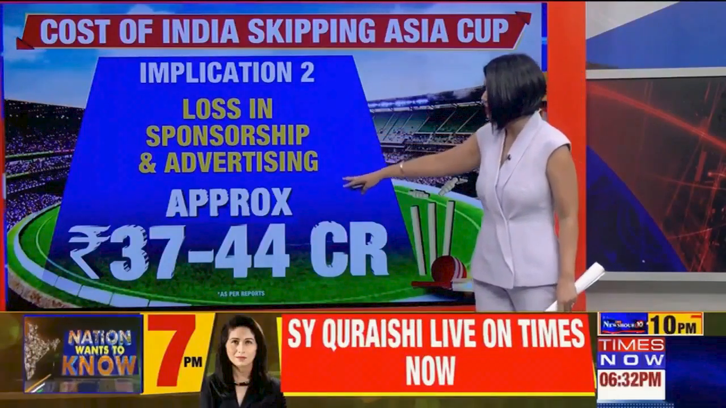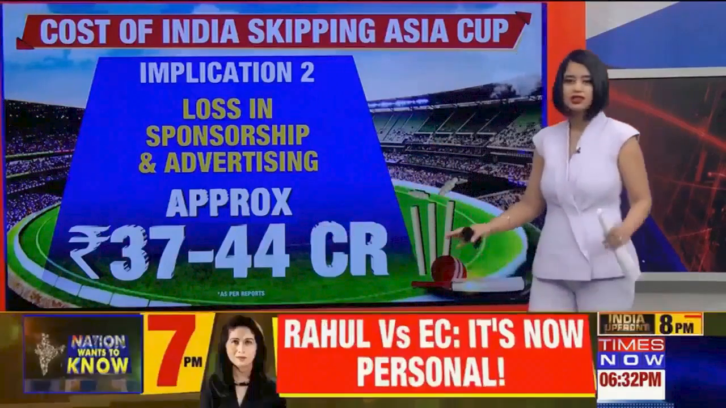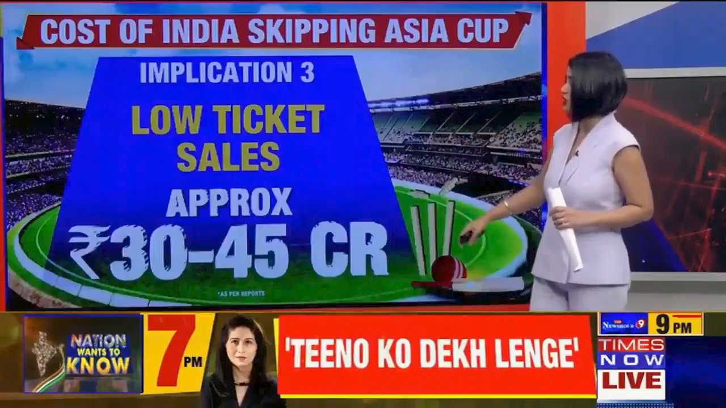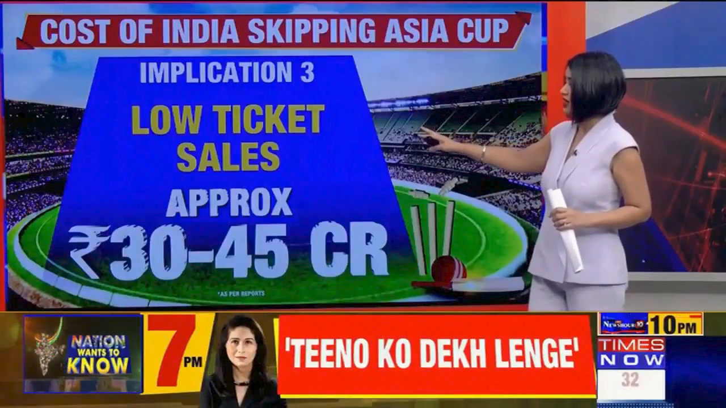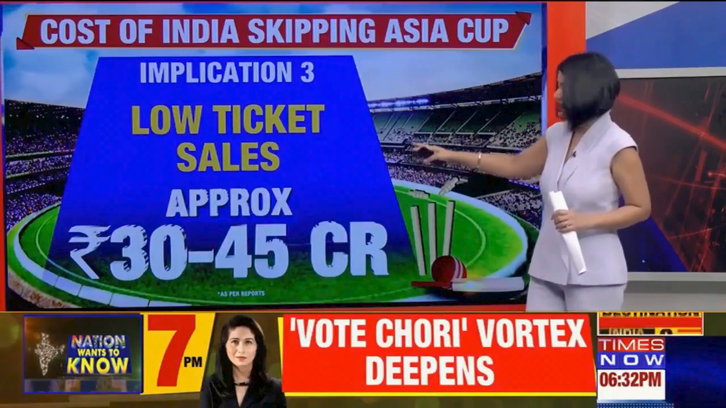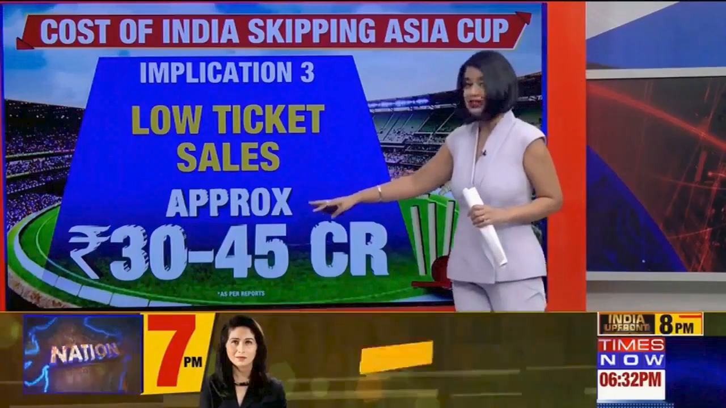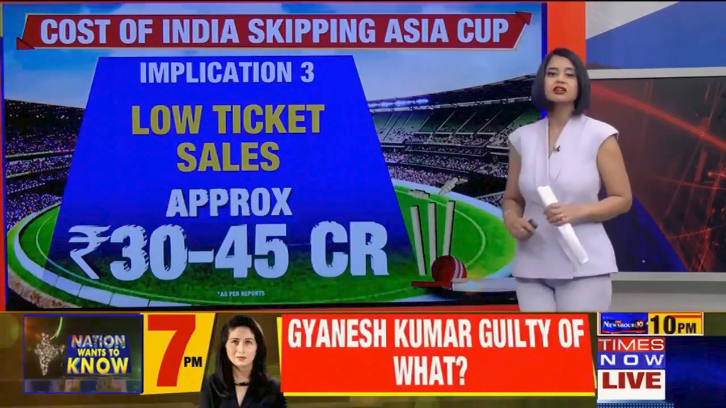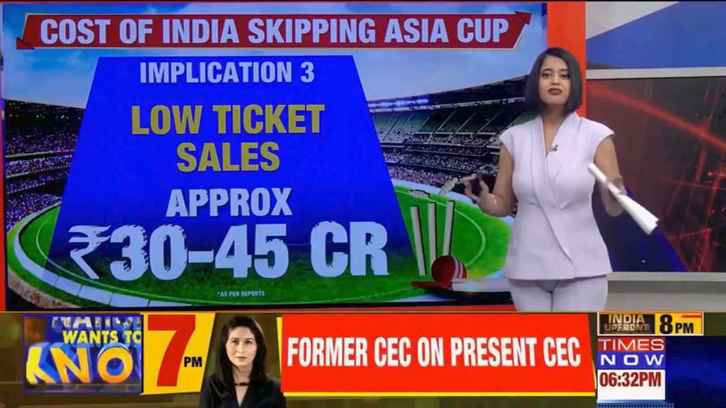Implication 2 is that the loss in sponsorship and advertisement is going to be around 37 to 44 crore rupees. Of course, this is what reports have been coming in. That's just to give you a sense. Implication 3 is that there'll be low ticket sales. How much do they make out of ticket sales? Well, the sponsors make about 30 to 45 crore rupees on ticket sales alone. There you have it. The bare facts.